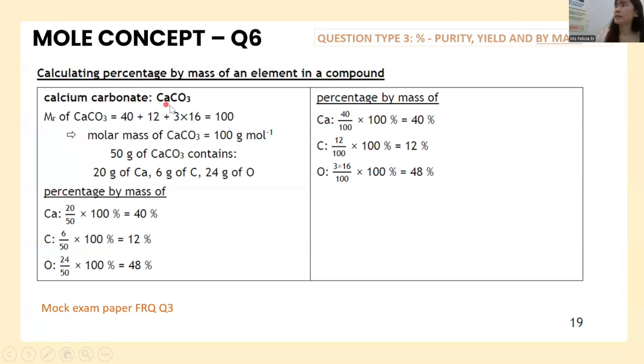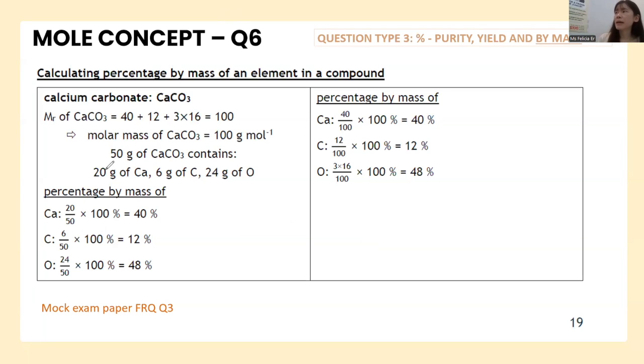For example, if it's calcium carbonate, and I am interested in the percentage by mass of calcium, what you need to do is go and check the periodic table for the MR of calcium. By the way, this is found in the booklet, page 19. Okay, your booklet, page 19.